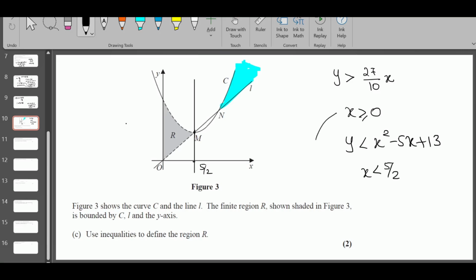If you want, you can combine these two as 0 is less than or equal to x is less than 5 over 2. Or write it separately, it doesn't matter. It's just a 2-mark question. Let's move on to the next question.